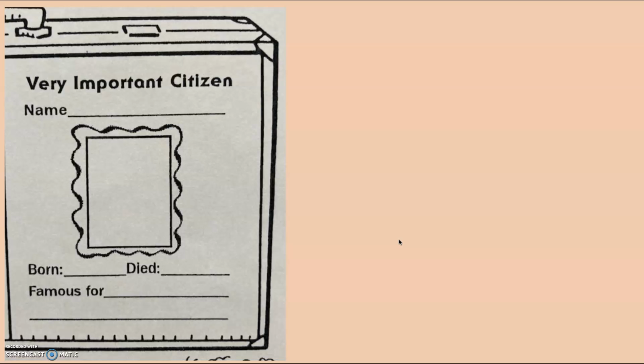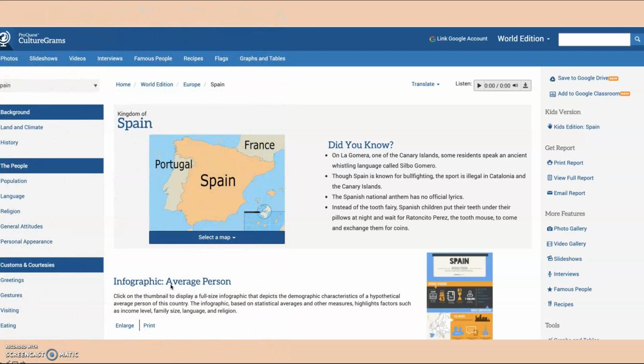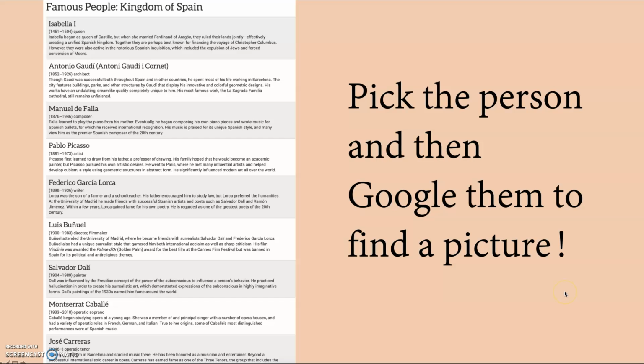Very important citizen is a little bit hard to do. It looks like you need the name of the person, a picture, and just one little tiny thing after his or her dates. To find that, there is a famous people section on the right hand side. When you click on that, all it does is give you a list. So you're going to have to pick the person and then Google them to find the picture.